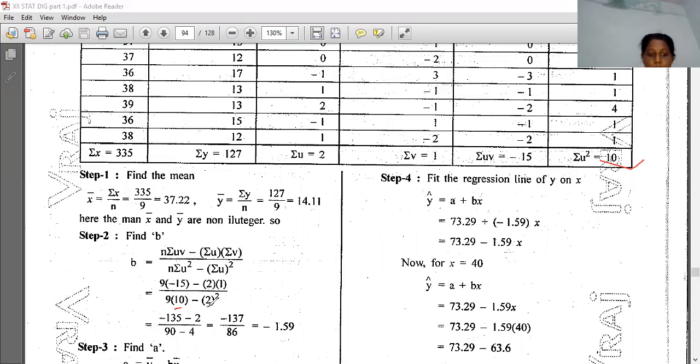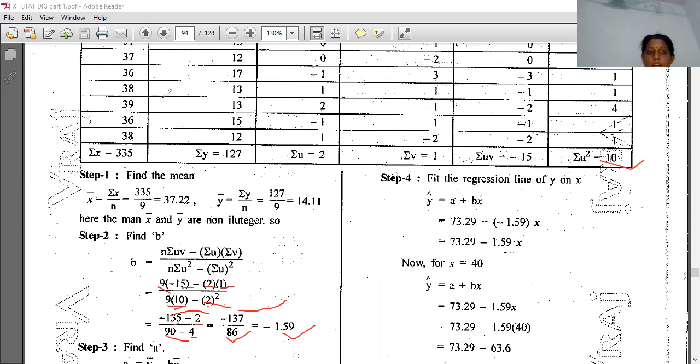So 2 square. Right. Now 9 into minus 15 is minus 135 and 2 into 1 is minus 2, and 9 into 10 is 90 and 2 square is 4. So the total of these two is minus 135 minus 2 is minus 137 upon 90 minus 4 is 86. So you will be getting minus 137 divided by 86 is minus 1.59.